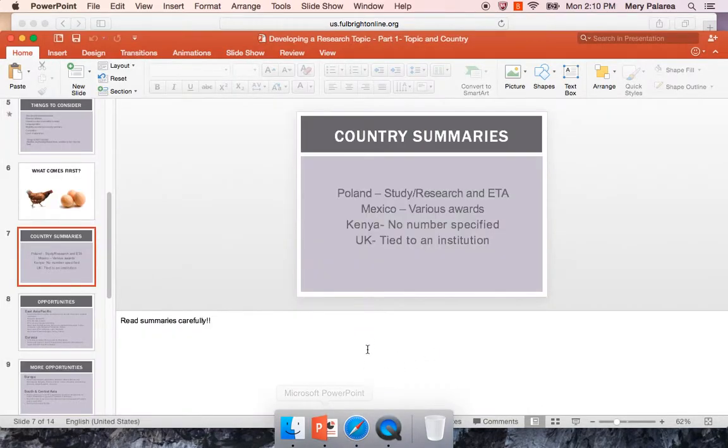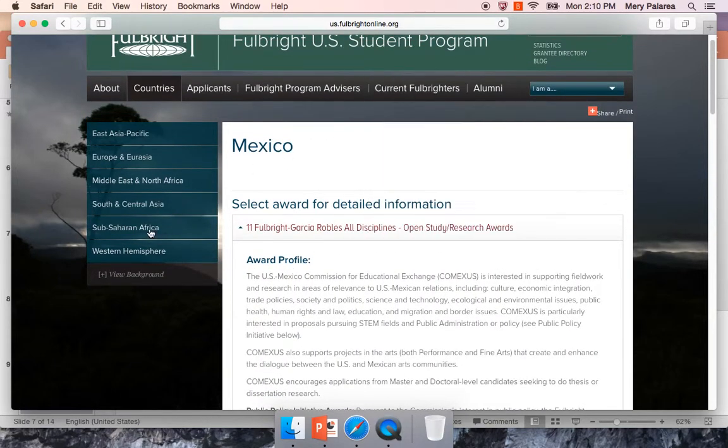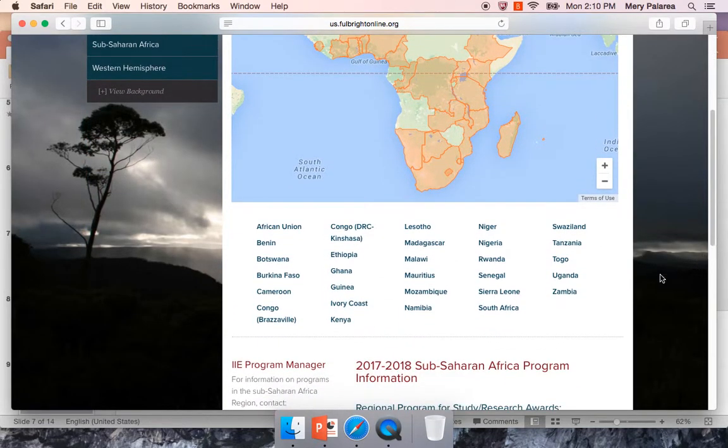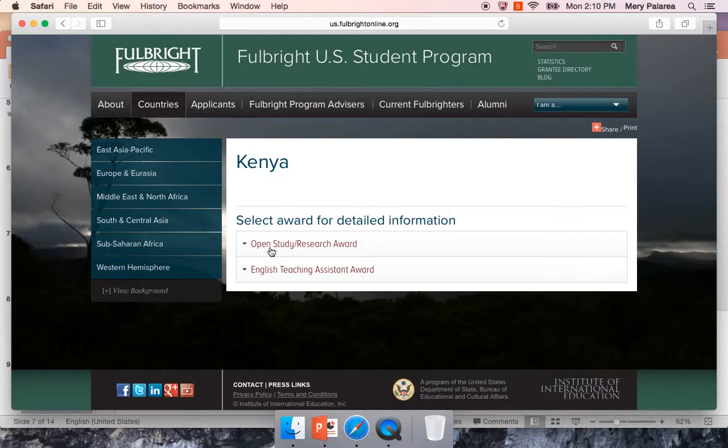I want to take you also to 2 others. Just chose Kenya as an example. Now this looks again different. There's no number listed here before the number of Open Study Research Awards or English Teaching Assistant Awards. What this means is that there are awards available, but the number each year depends on a few things. It depends on the number of quality applicants they get to Kenya and the amount of funding available.